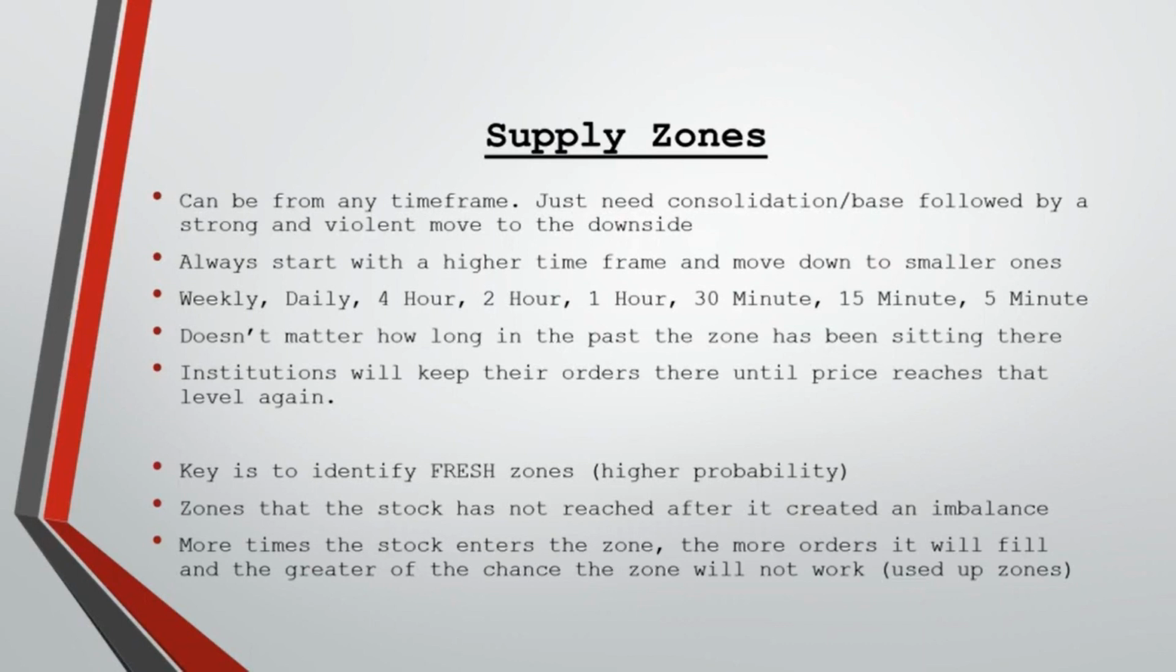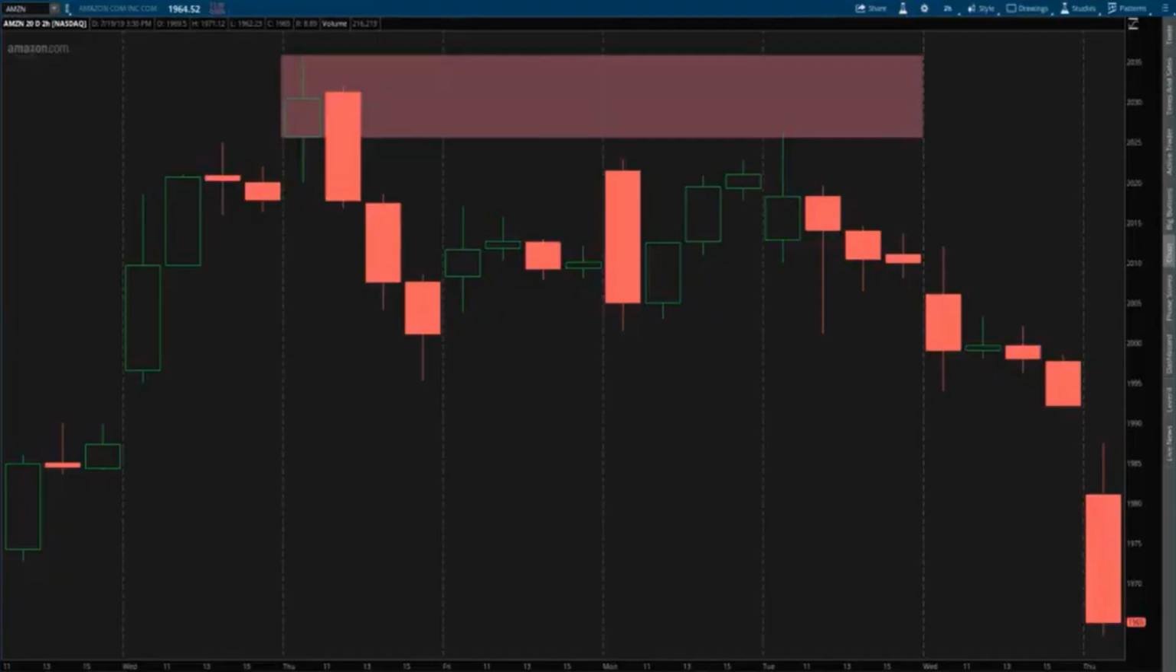I wait for the stock to reach that zone, and once it reaches that zone, we'll be in an imbalanced period, and I'll sell short. I'll buy puts accordingly, right? Used up zones will be less probability. There'll be lower probability trades because the more orders it fills, the greater the chance the zone will break and will not work.